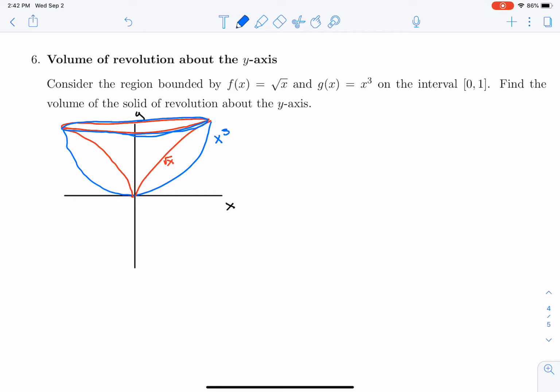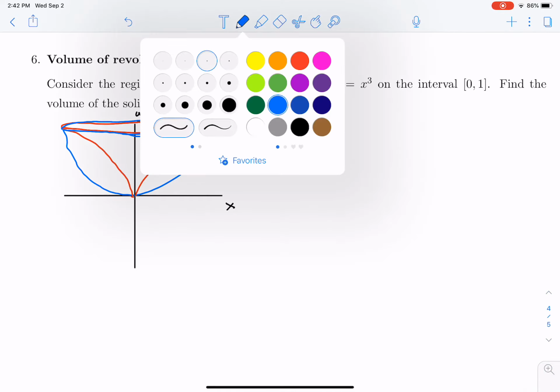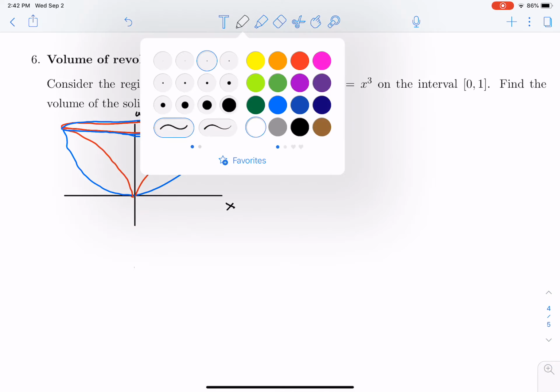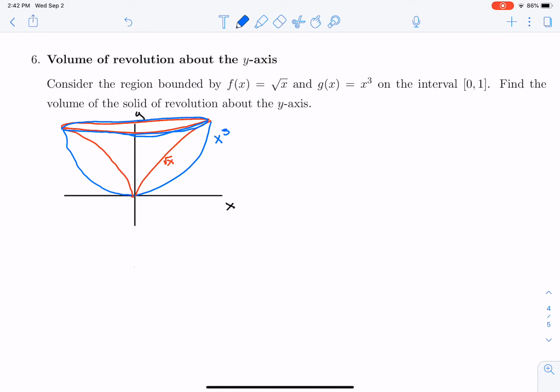So I'm going to slice this horizontally. So by slicing this horizontally, then instead of having dx's, I'm going to have dy's. So I'm going to use a method, and that method, when I slice this horizontally, is called the washer method. Essentially, if I slice through this horizontally, then what I'm going to get is a thin disk.